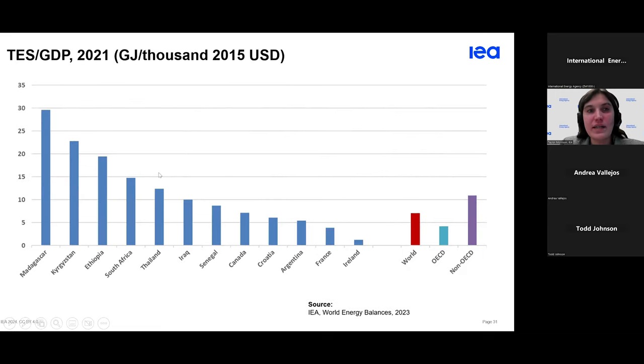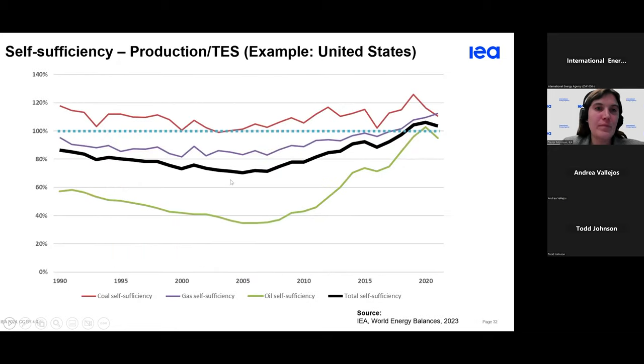Another very interesting indicator is TES over GDP, which is also referred to as energy intensity. Energy intensity represents the energy efficiency of a country: how efficiently can a country transform energy into monetary output? Ideally, this number should be low, as you want to efficiently create value. This is another indicator that can be used in analysis and to compare countries.